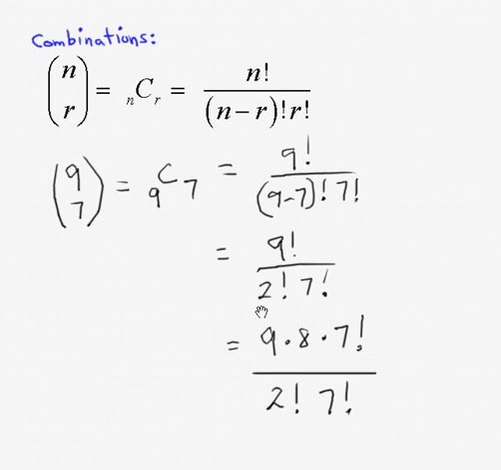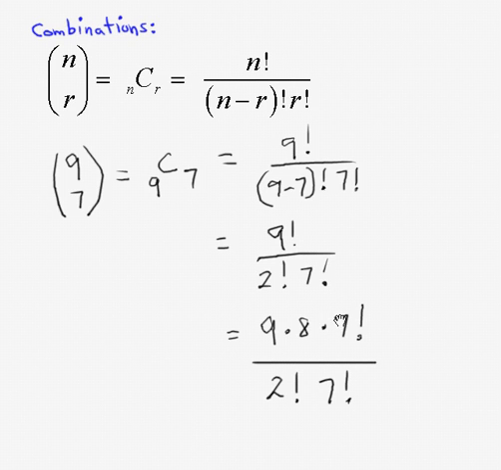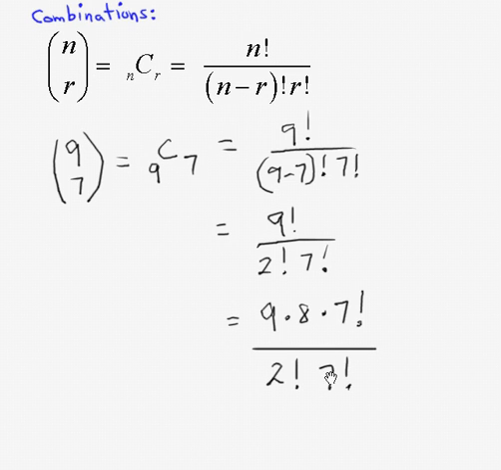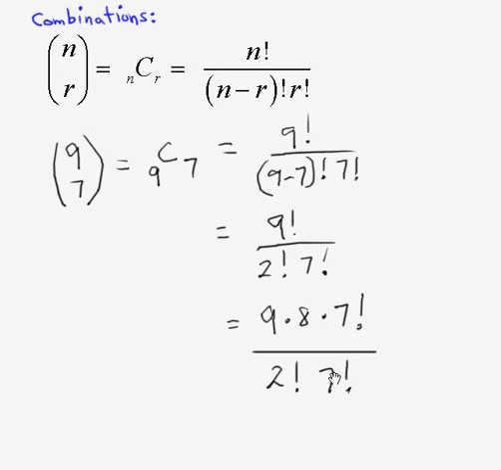You would do something like this. 9 factorial means 9 times 8 times 7 times 6 times 5 times 4 times 3 times 2 times 1. Why did I stop at 7? Well, there's a 7 factorial in the denominator, and anything divided by itself will divide out to 1. So that saves me from writing and multiplying 7 times 6 times 5 times 4 times 3 times 2 times 1 in both the numerator and denominator. Those will divide out to 1.